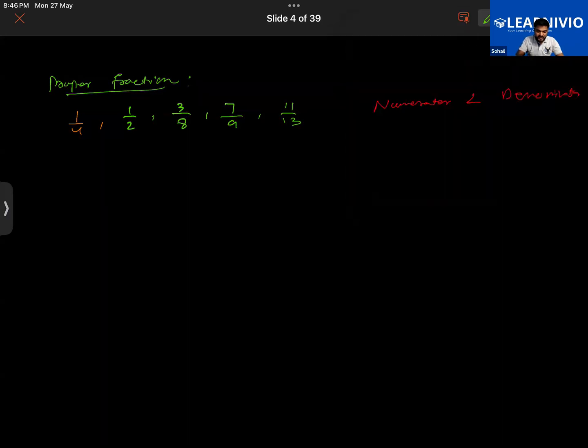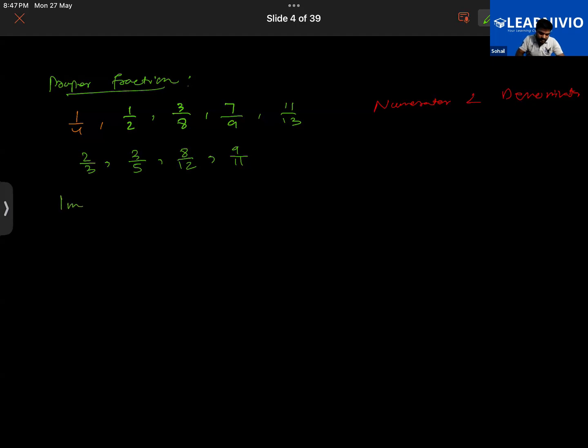Can you quote some more examples of proper fraction? 2 upon 3, good. Give some more examples. 3 upon 5, and 8 upon 12. 9 upon 11, 11 can also be taken. Good. So these are examples of proper fractions which we have.